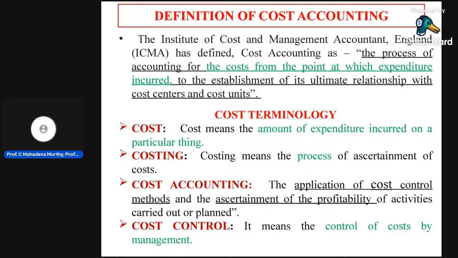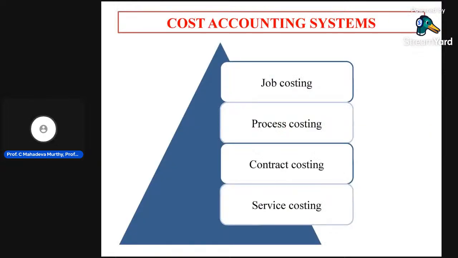Management has to take the appropriate measures to control the organizational cost. Any expenses for that matter, any cost for that matter, the management has to take appropriate control methods. Cost accounting system. There are four types of cost accounting system. One is job costing, another one is process costing, the next one is contract costing, the last one is service costing. These are all the four important costing systems.